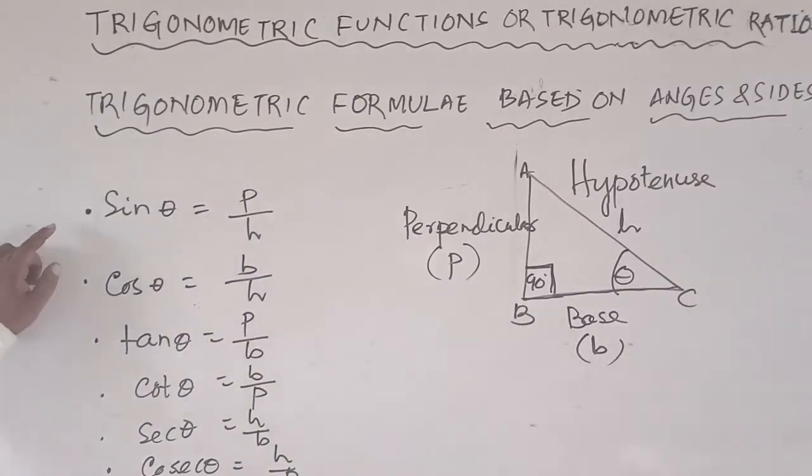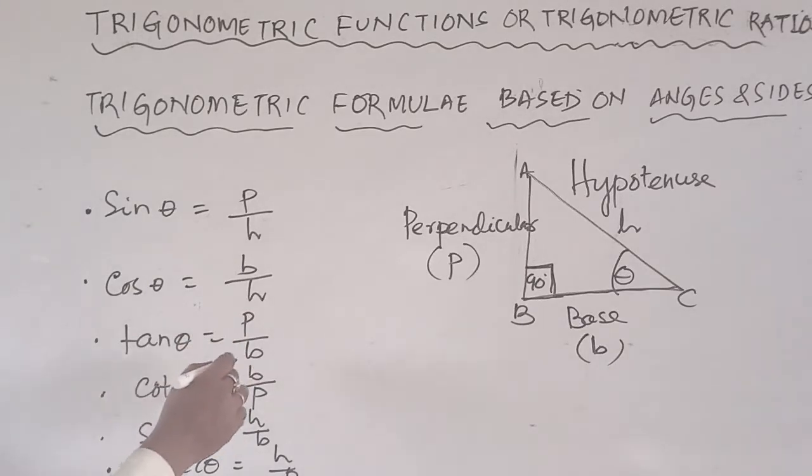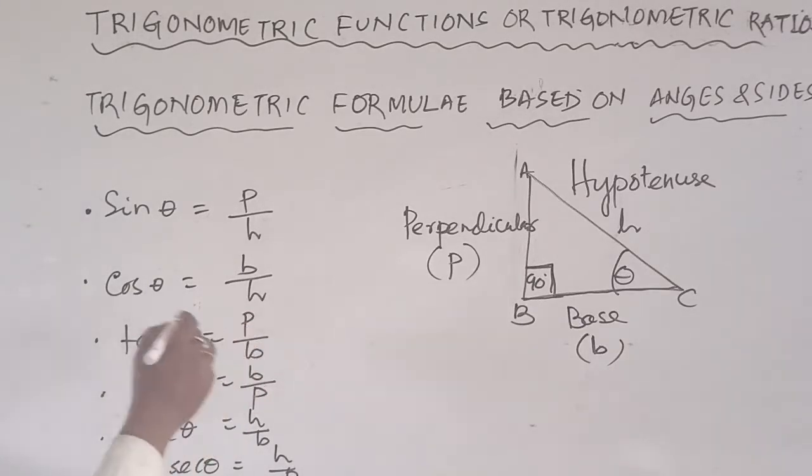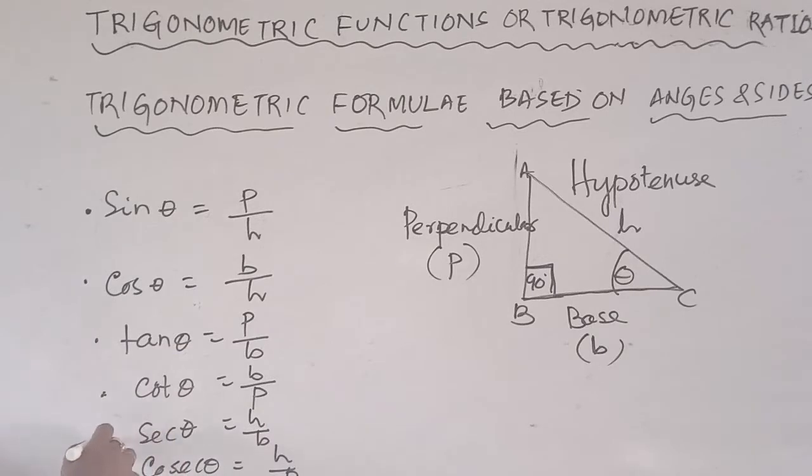Now, sin theta is equal to P by H, cos theta is equal to B by H, tan theta is equal to P by B, cot theta is equal to B by P, sec theta is equal to H by B, and cosec theta is equal to H by P.